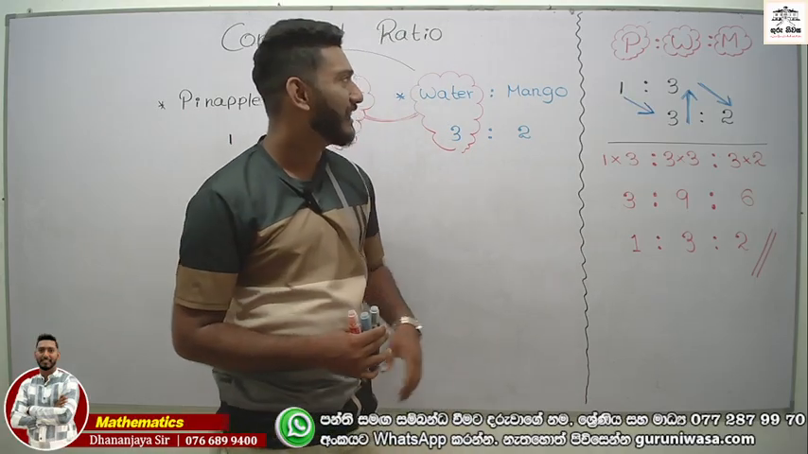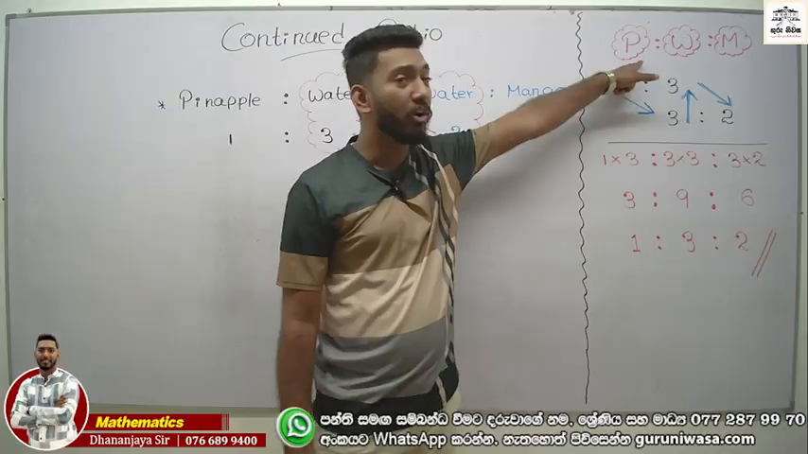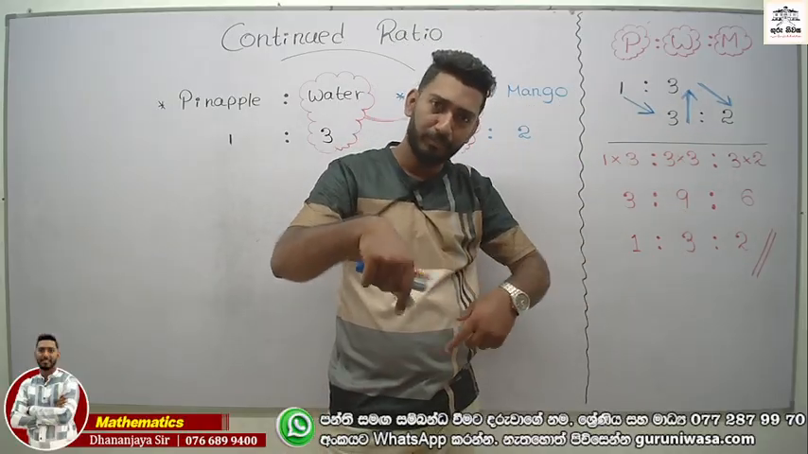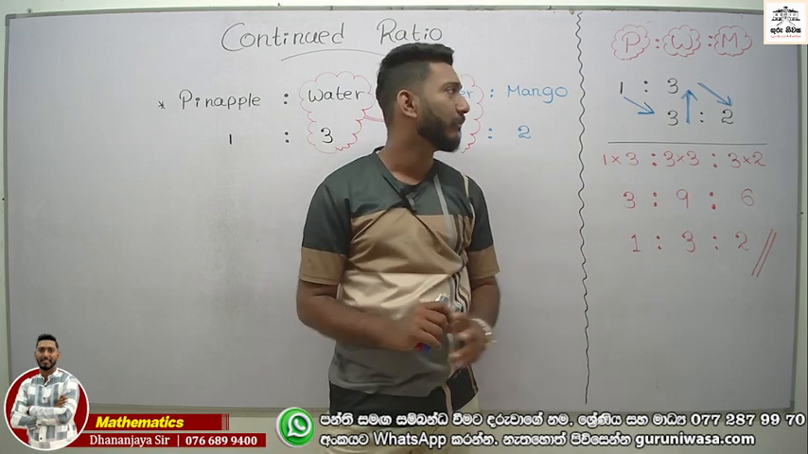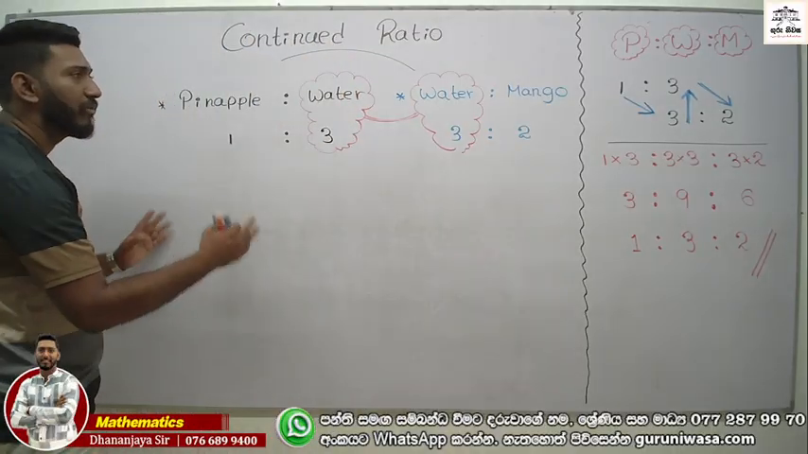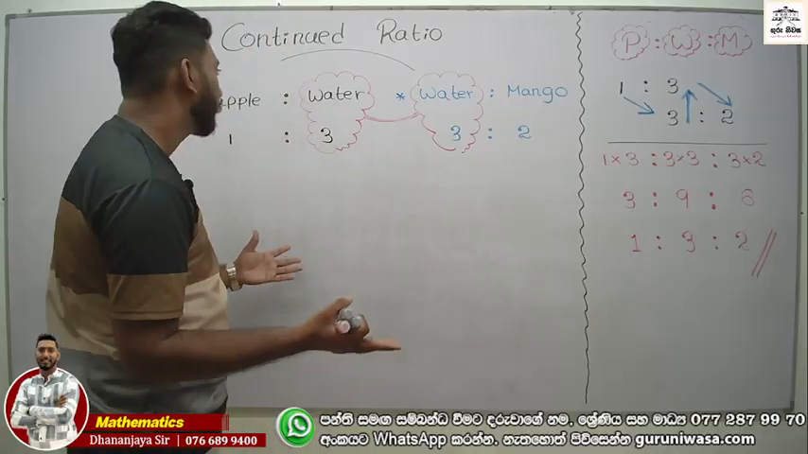Pineapple 1 liter, right? 1 liter. Water 3 liters. Mango 2 liters. Put them in and mix. It goes like that, right? Now listen again. I'll say it again. We have two scenarios, two stories. Two scenarios.